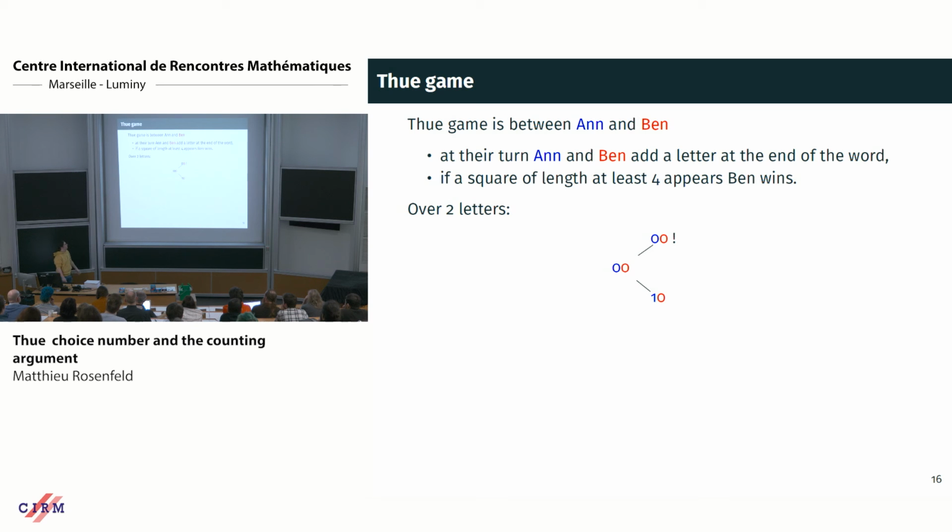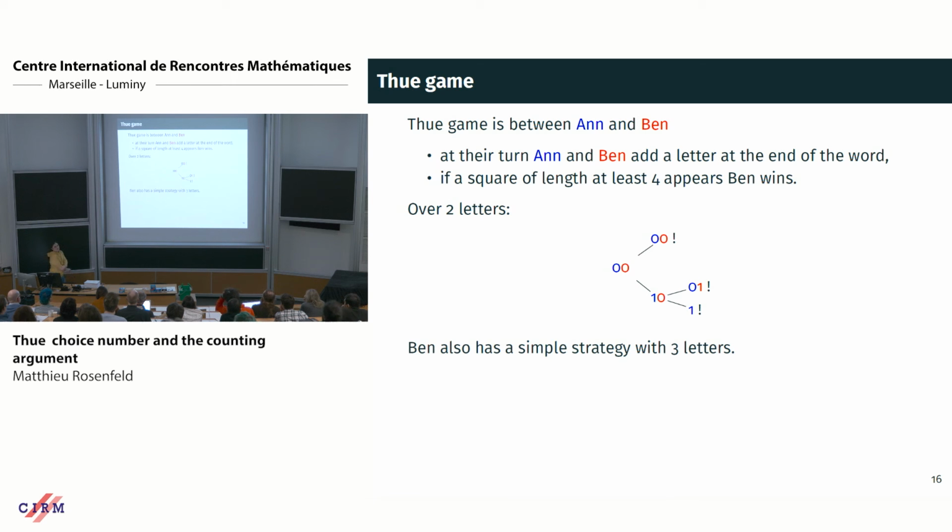In which case, Ben's strategy is to play 0, and now there are still 2 possibilities for Anne. She could play 0, but in this case Ben plays 1, and then we have the square 0, 0, 1, 0, 0, 1. Or she could play 1, but then she's lost immediately because there is a square 0, 1, 0, 1. So over 2 letters, Ben wins pretty easily.